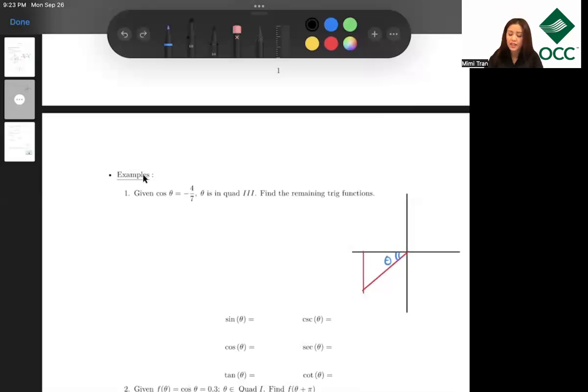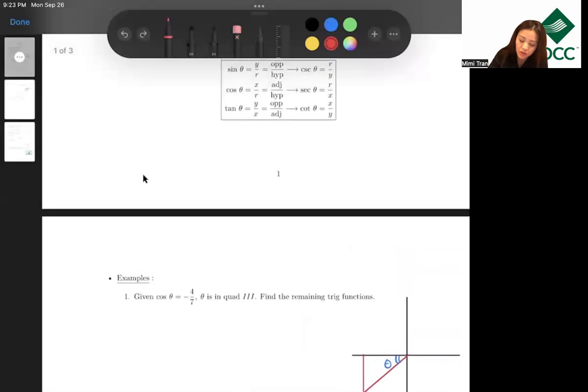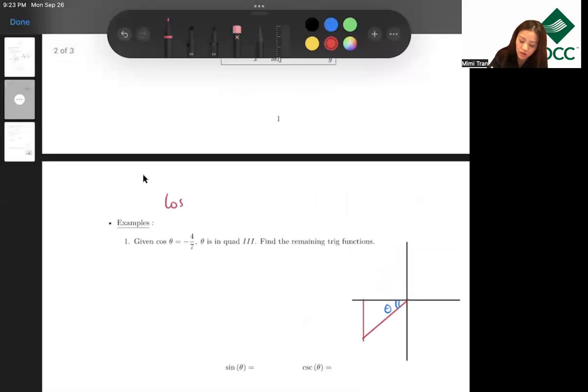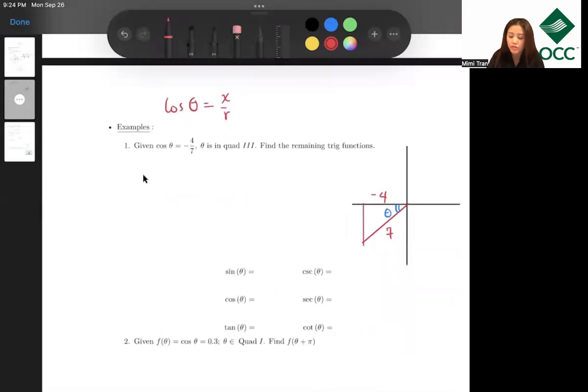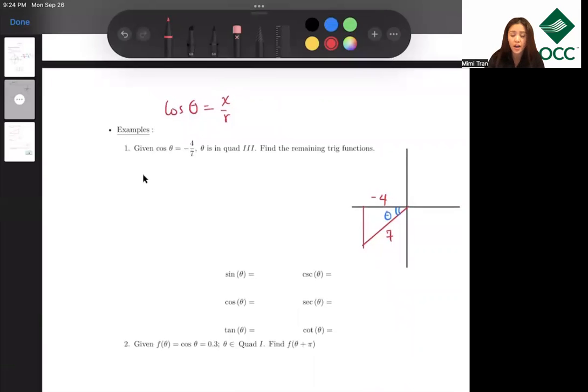So okay, so that's angle theta, and then we know from the rule above here, cosine theta is x over r. Right. So x will be this one, right, which is -4. And then r, the radius, is 7. Now, they want you to find the remaining trigonometric functions. So sine theta, we know, is y over r, right? So y over r.